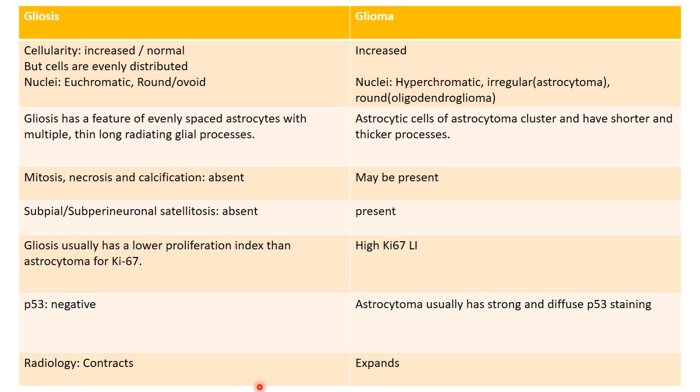Gliosis usually has a lower proliferation index when taking into account the Ki67 labeling index, whereas a high Ki67 labeling index has been noted in gliomas. P53 is comparatively negative in gliosis when compared with gliomas, which typically show a strong and diffuse P53 staining. When taking into account the radiology, we find that gliosis often contracts, whereas gliomas expand.